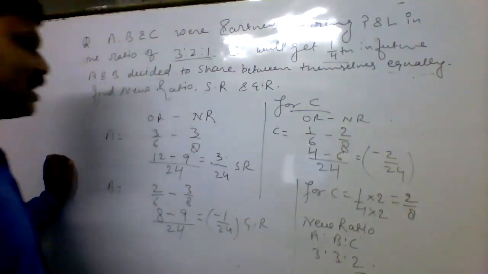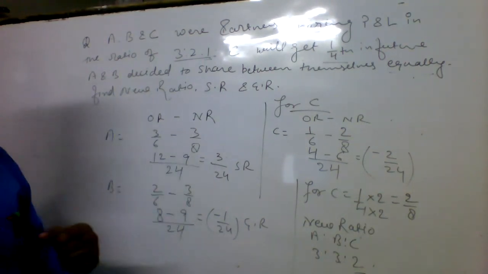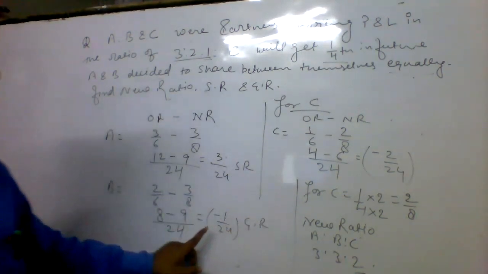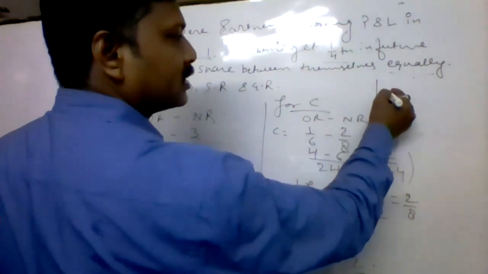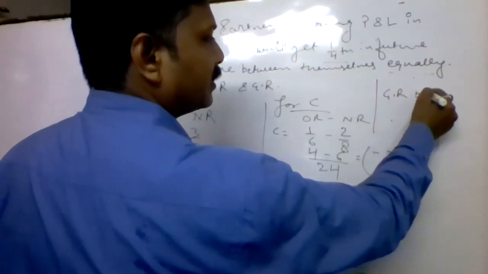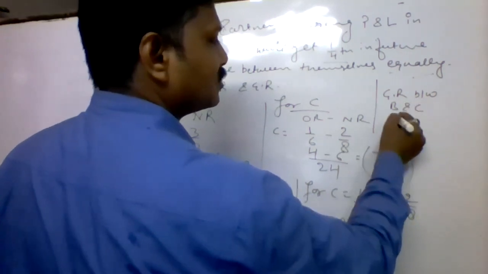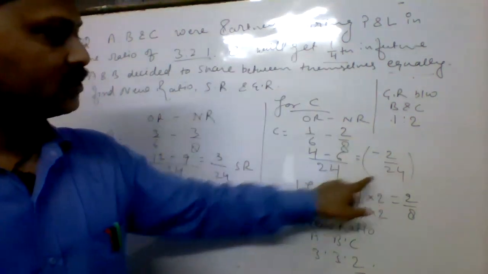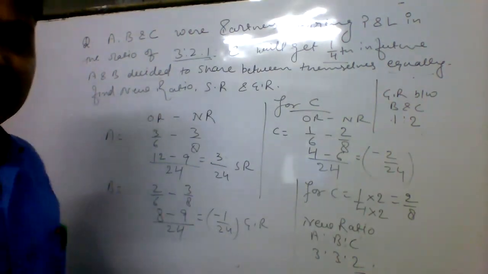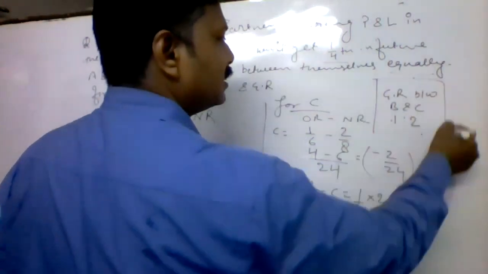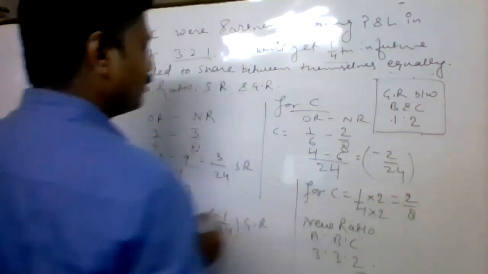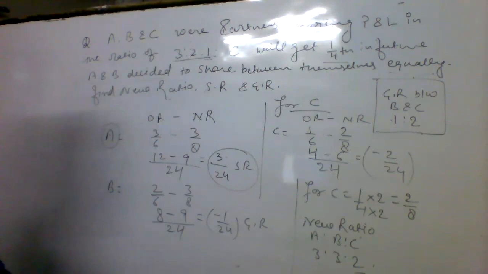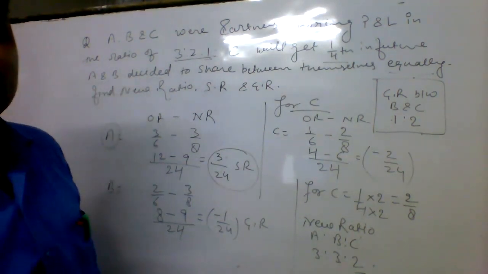So here we can see that only A is sacrificing, 3 by 24, and B and C both are gaining. The gaining ratio between B and C is 1 is to 2, because it is 1 by 24 and 2 by 24, with 24 common, so 1 is to 2 will be the gaining ratio between B and C, and A is sacrificing only.